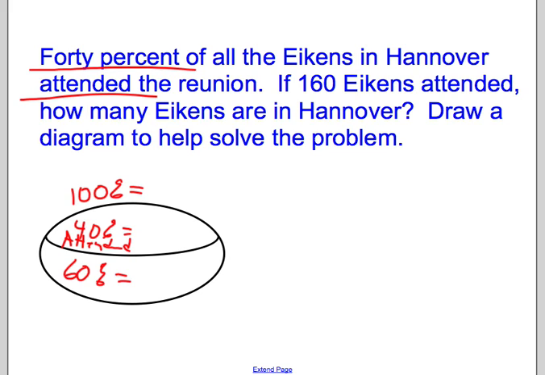Logan, what number am I given? 160. Where is that going to go, Logan? Is that the total? Is that the attended? Or is that the number that didn't attend? Attended. So it's going to go across from my 40%. I'm looking for how many Eichens there are. What is that idea? Trenton? I'm looking for how many Eichens are in Hanover. What is that idea?